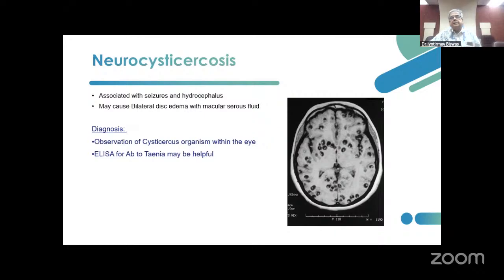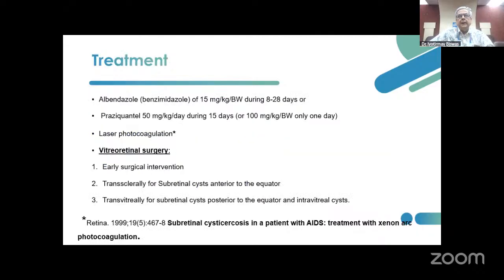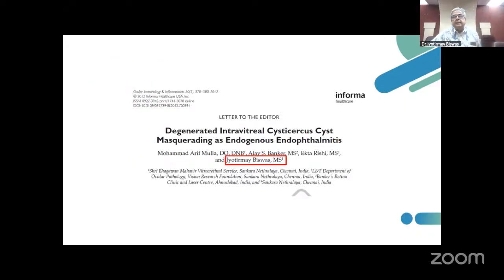And then what is the treatment? Praziquantel is one of the treatments for cysticercus and neurocysticercosis. Treatment: albendazole, and praziquantel as I told you, 50 milligrams per kilogram per day for 15 days. And laser photocoagulation you can do. Early surgical intervention, removal of the cysticercus, is the best thing to do. I published a subretinal cysticercus in a patient with AIDS. That was coincidental, and it was treated with photocoagulation, which I showed you in the first picture. Beautiful cysticercus.